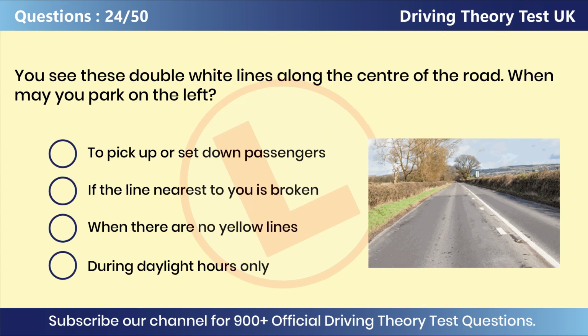Question 24. You see these double white lines along the center of the road. When may you park on the left? A. To pick up or set down passengers. B. If the line nearest to you is broken. C. When there are no yellow lines. D. During daylight hours only.